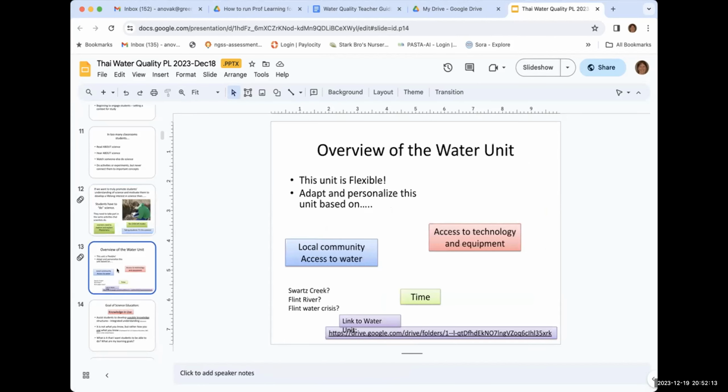And so when you work with your teachers, I would suggest that you first help them understand that the unit is flexible, that they can adapt it and personalize it to their students, to their neighborhood, right? To if they have easy access to water, in terms of the equipment and technology. And then, of course, this issue came up, time, right?